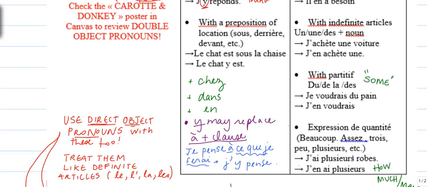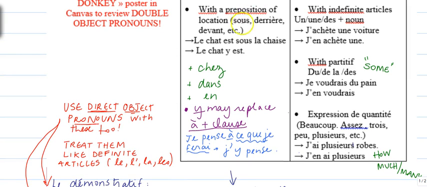Also, with the idea of a location, when you have under, behind, in front, at somebody's place, in a place, or inside, in, like en France, all those prepositions of location, you need to, plus a noun, of course, you need to use Y. Le chat est sous la chaise, so you think it's under the chair. Well, it's under there. Le chat y est. So Y stands for under the chair.